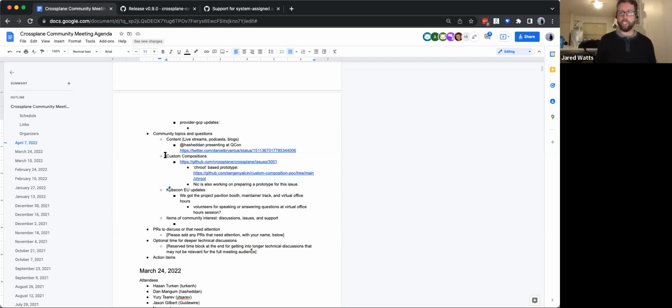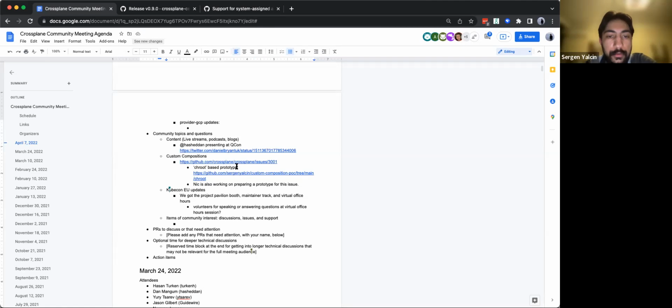So custom compositions, a very important feature that's been worked on in the 1.7 timeframe, but then shooting for an alpha release in 1.8, I believe. I think that Sergen is on the call here. So yeah, Sergen, do you want to go ahead and give us an update on the latest efforts in general for custom compositions? Yes, sure.